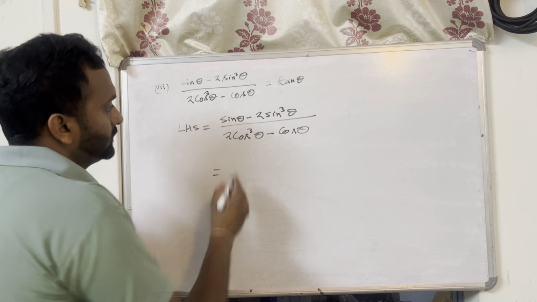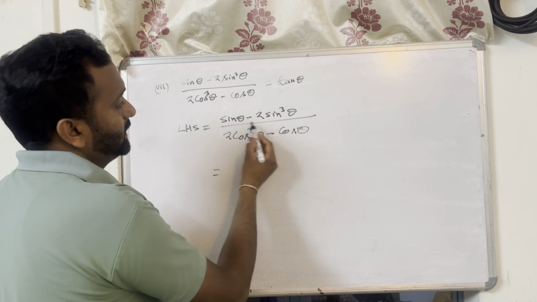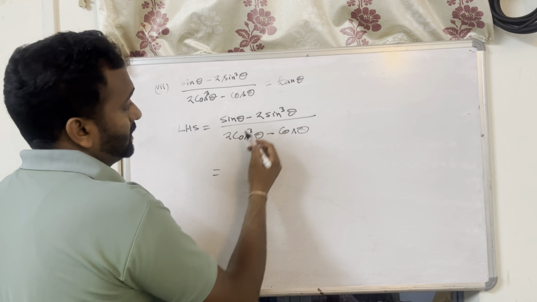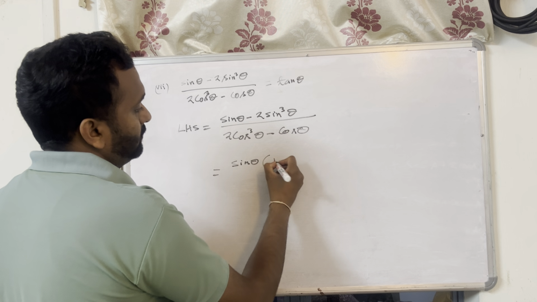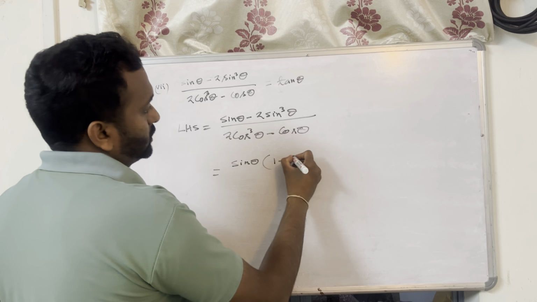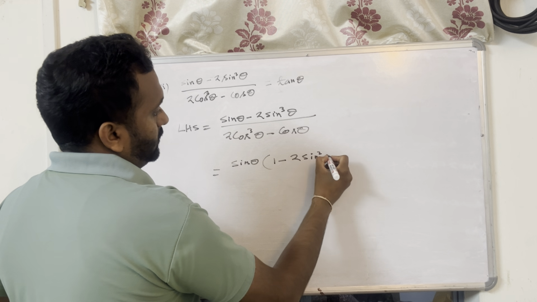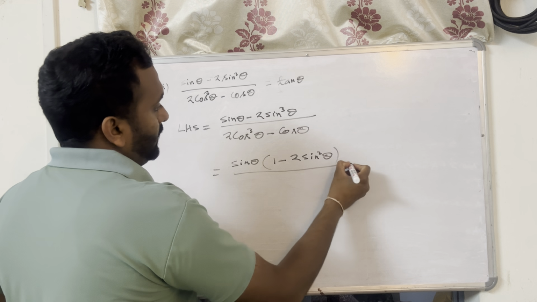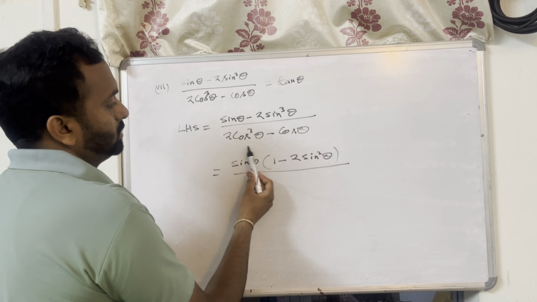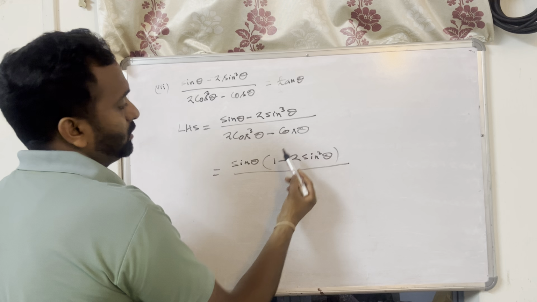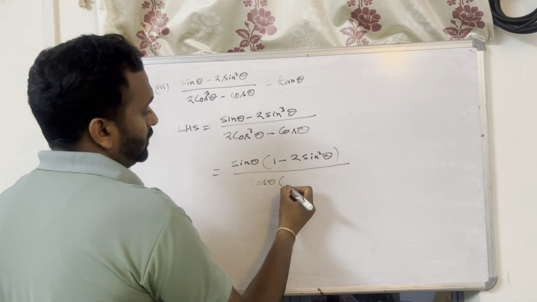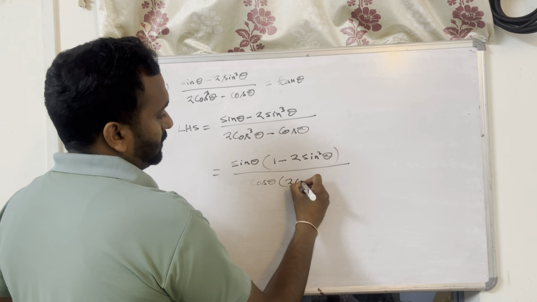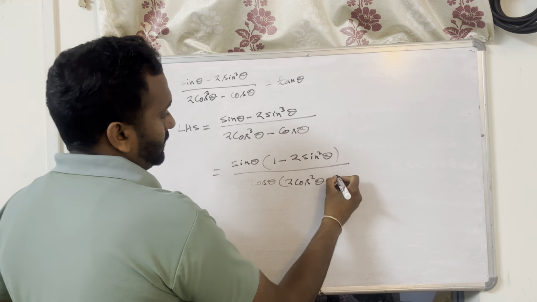So you know we have here sine theta and here we have sine cube theta. So sine theta we can take as common. So how much are we left with? We are left with 1 minus 2 sine square theta, divided by, from here also we have cos cube theta and here we have cos theta. So from these two, what will be the common? Cos theta. So we will be left with how much? Twice cos square theta minus 1.